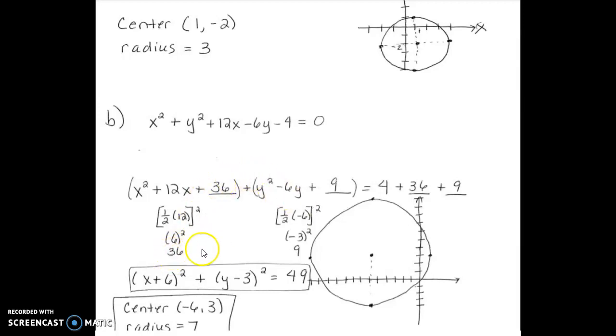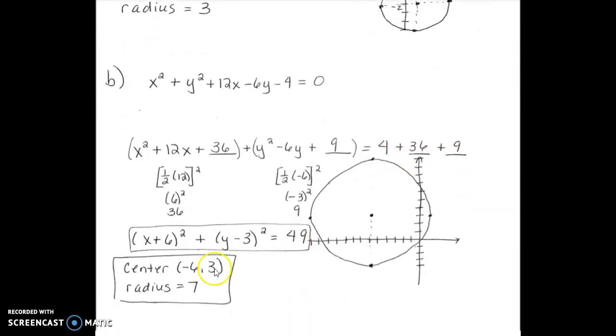So this is the trick, right, to put the right numbers here to make these factor as something squared. And then these numbers just get added together and I get 49. So from here, I can tell that my center is at -6, 3. x minus h would be x plus 6, y minus k would be y minus 3. This is r squared, so that would make r 7, the square root of 49.